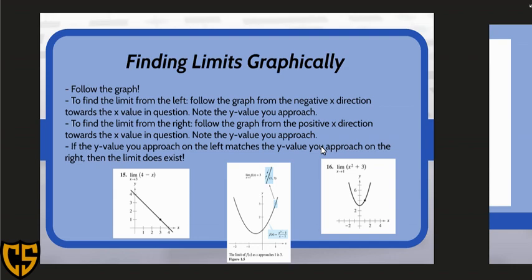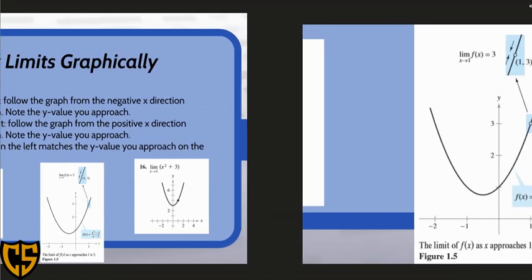If it is from the right, follow the graph from the positive x direction toward the x value in your specified question. Note the y value you approach, and that is your limit. If the y value you approach on the left matches the y value you approach on the right, then the limit does exist. We are going to show how to do this on our graphs.